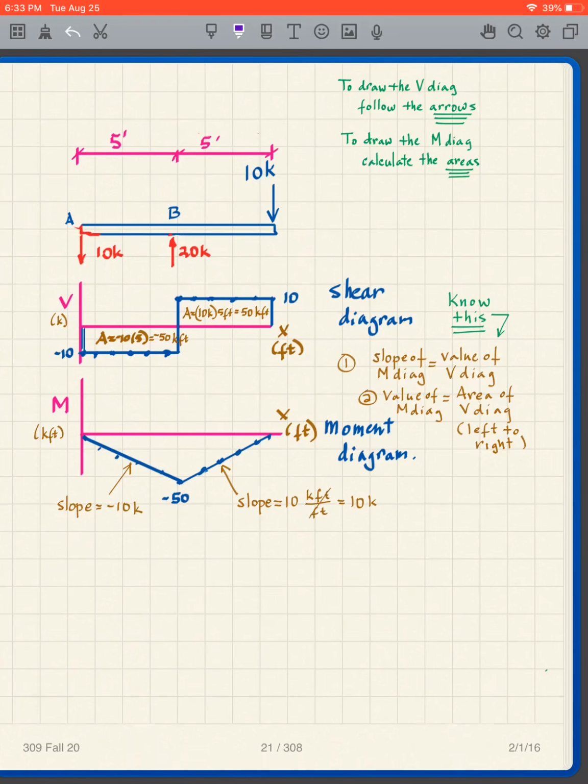Okay. Then I plot the moment diagram. Well, what did I find? I find it's negative 10, negative 20, negative 30, negative 40, negative 50. Negative 40, negative 30, negative 20, negative 10, 0. Okay, so I had a 0 over there too. So I now can plot the moment diagram. And it's a straight line there and a straight line there. So I now have the moment diagram.